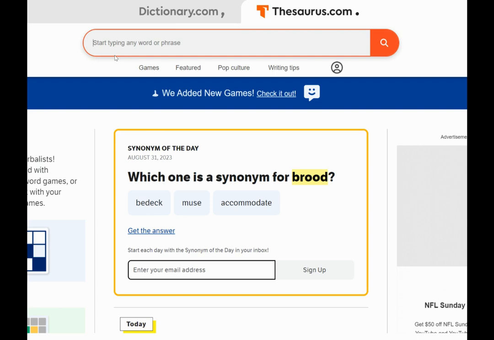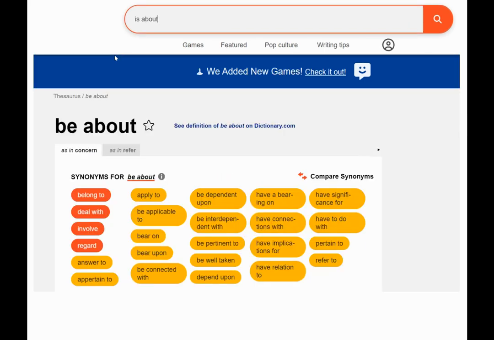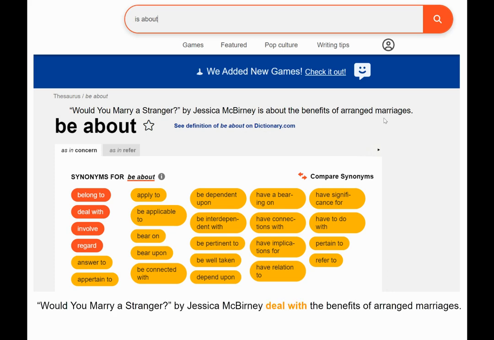But let me go over really quick some things that I have seen. So you'll type in "is about," and if it doesn't know exactly what you're talking about, it will make something up. So like this replaced "is about" with "be about," and then it came up with these different suggestions. And then you just replaced "is about" with one of these. So your sentence was, Would You Marry a Stranger by Jessica McBurney is about the benefits of arranged marriages. And you changed it to, Would You Marry a Stranger by Jessica McBurney deal with the benefits of arranged marriages. That does not make sense.